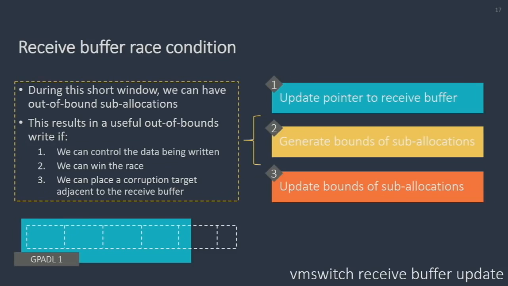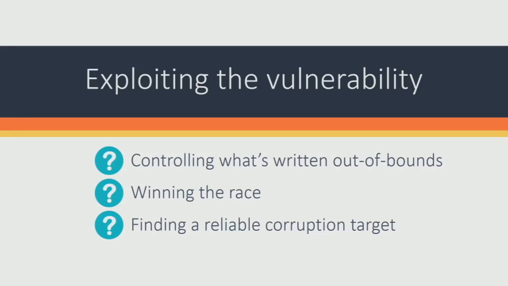And the third thing, of course, is, okay, even if we do have the ability to hit the race and control what's being written, can we even put a useful corruption target behind the receive buffer? Because typically, in my experience with kernel exploitation, I'm used to having an out-of-bounds write out of a pool buffer, right? I don't know where these shared buffers are mapped. This is not in the pool for sure. So I've got to take a look at that and try to figure out if I can do anything useful with that. And that's what we're going to get into right now.